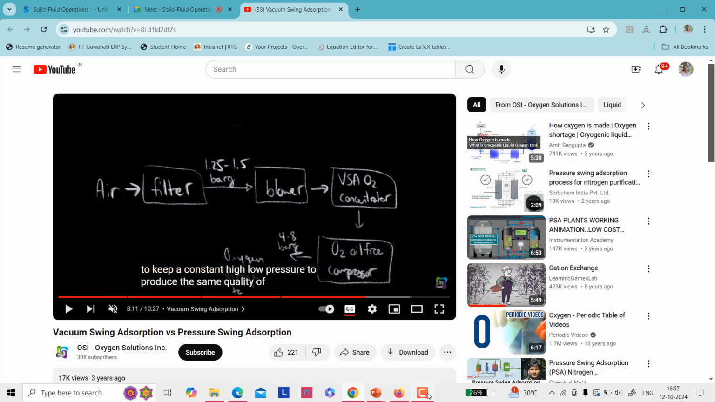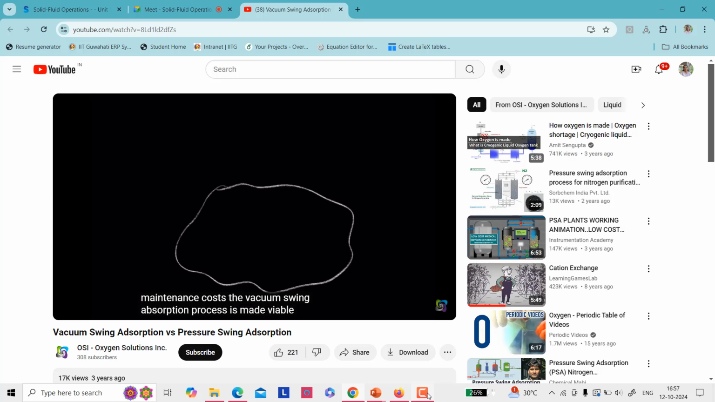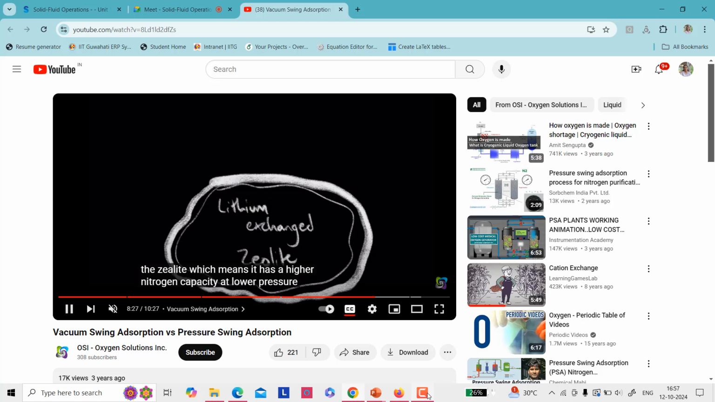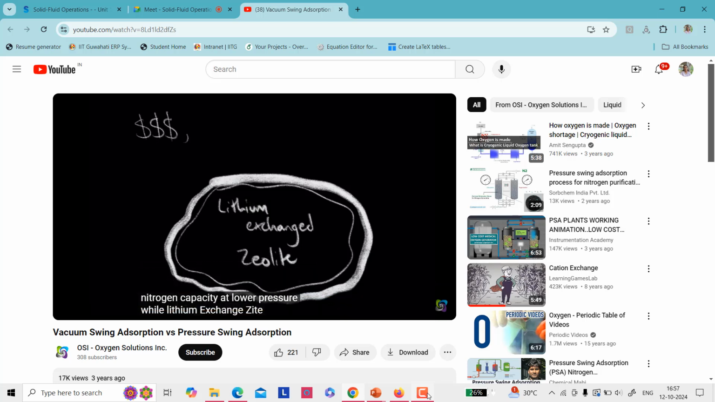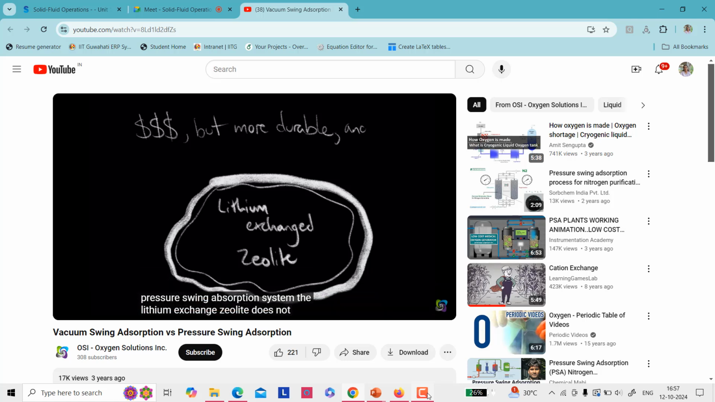The vacuum swing adsorption process is made viable by using lithium exchange zeolite. This means that there is a further girth to the zeolite, which means it has a higher nitrogen capacity at lower pressure. While lithium exchange zeolite is more expensive than the zeolite used in a pressure swing adsorption system, lithium exchange zeolite does not need to be replaced as frequently, in part due to its durability and its lack of subjection to pressure change, which saves money on maintenance costs.